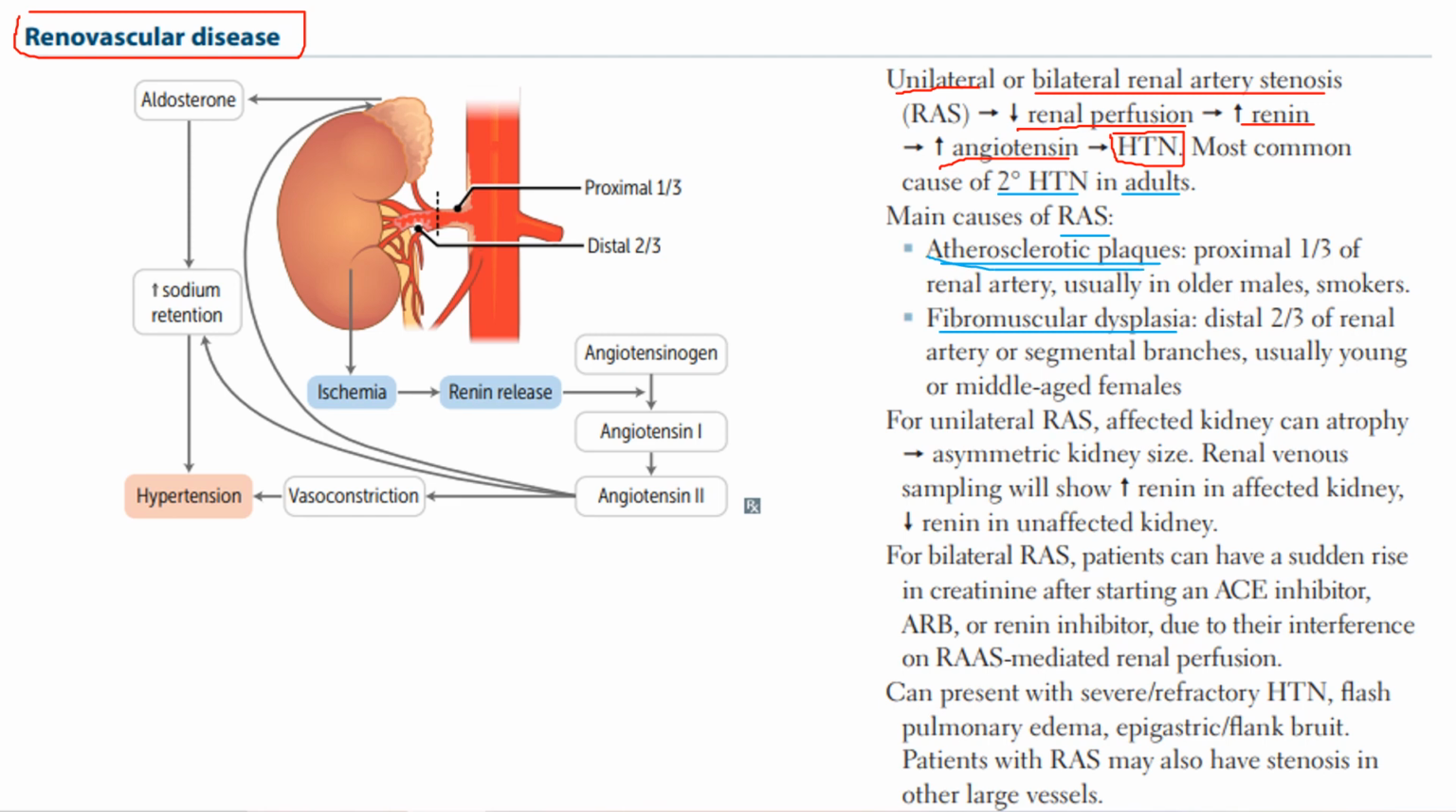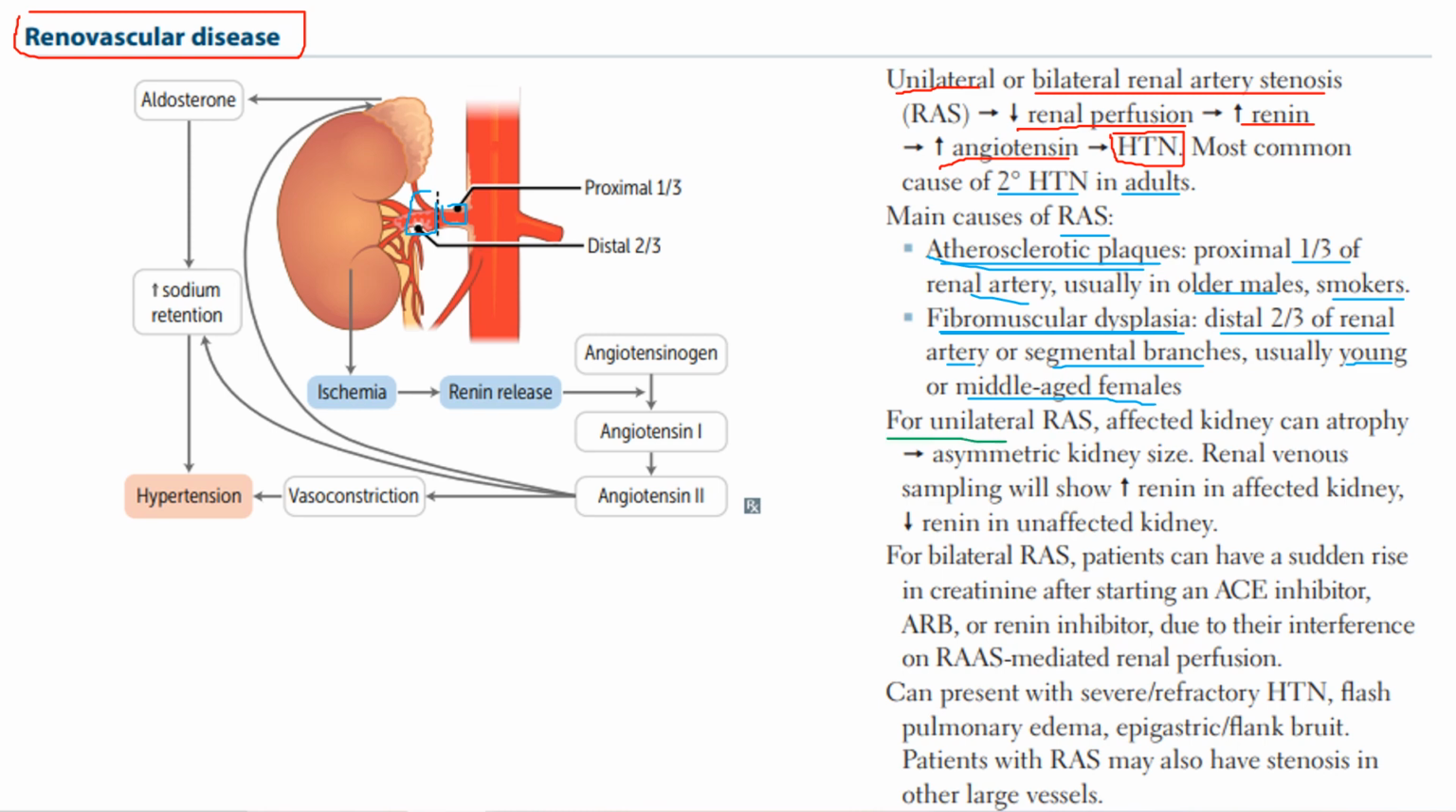Atherosclerotic plaque occurs in the proximal one-third of the renal artery, as shown here. It usually occurs in older males and smokers. The second cause is fibromuscular dysplasia in the distal two-thirds of the renal artery or segmental branches, as shown here. It usually occurs in young or middle-aged females.